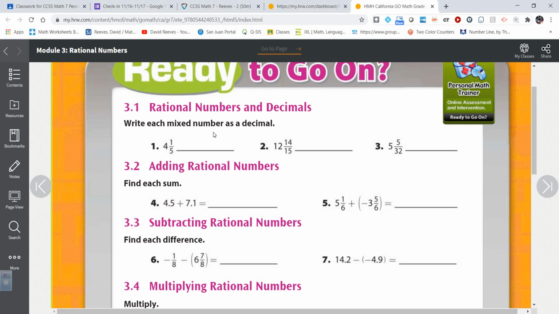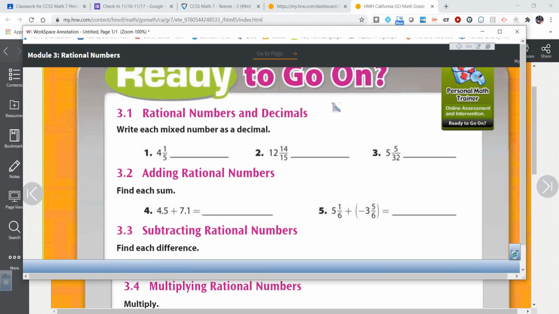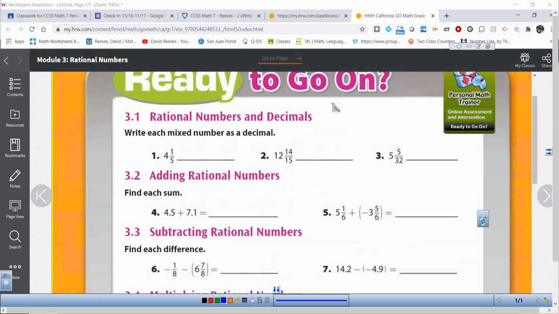All right, 3.1, we learned how to change fractions to decimals and decimals to fractions. So it says write each mixed number as a decimal. So just a reminder real quickly, when you have a rational number, there's three ways that you can represent a rational number. You can represent it as a fraction, a over b. You can represent it as a decimal, which would be like a point b, c, d, something like that. Or you can represent it as a mixed number.